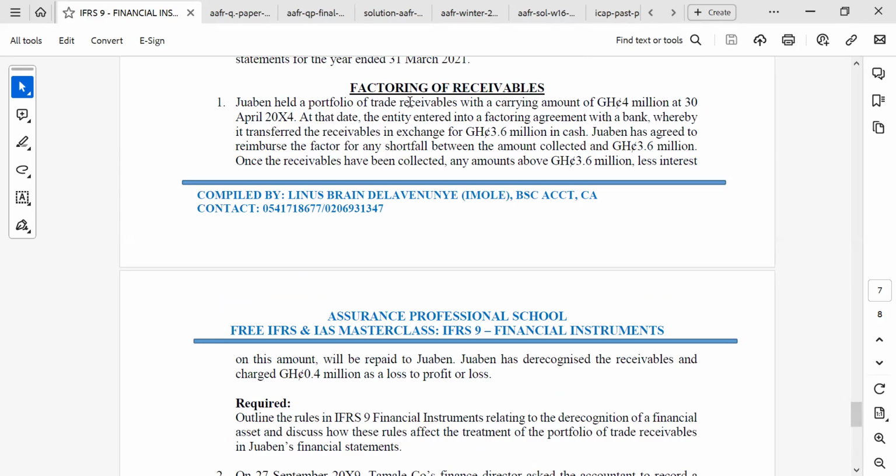Question 1. Joabin held a portfolio of trade receivables with a carrying amount of 4 million at 30th April 20x4. At that date, the entity entered into a factoring agreement with a bank whereby it transferred the receivables in exchange for 3.6 million in cash. Joabin has agreed to reimburse the factor for any shortfall between the amount collected and the 3.6 million. Once the receivables have been collected, any amount above 3.6 million, less interest on this amount, will be repaid to Joabin. Joabin has recognized the receivables and charged 0.4 million as a loss to profit or loss. Can you scroll down?